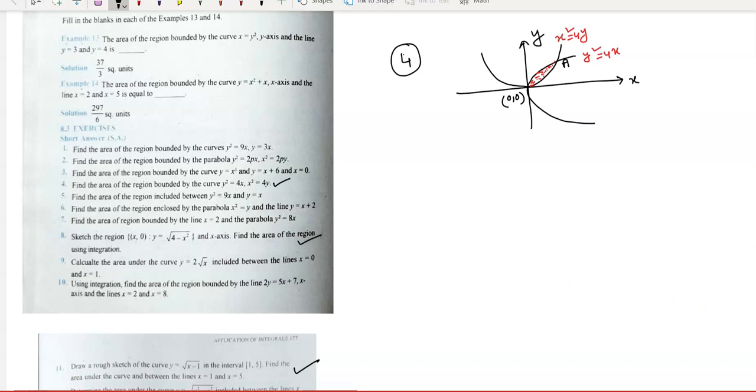So to find the area bounded between these two curves, we are going to solve the two equations first. This is NCERT exemplar sum number 4. Let us solve these two algebraically. From 1 we get y equal to x square by 4.